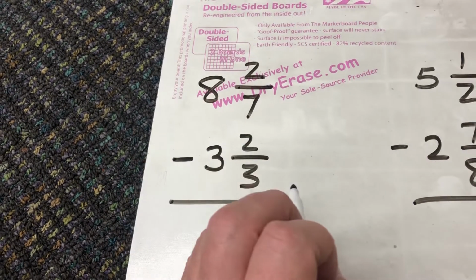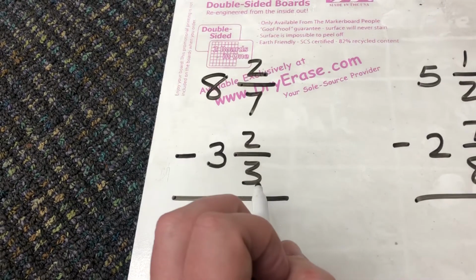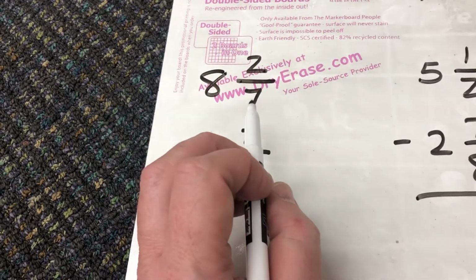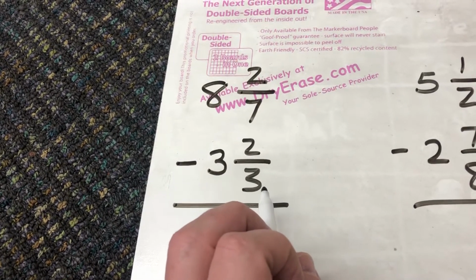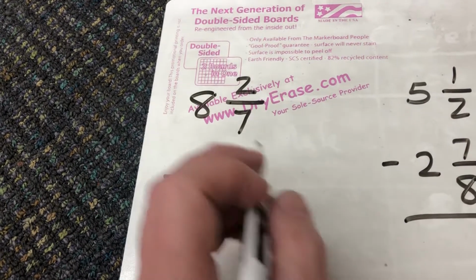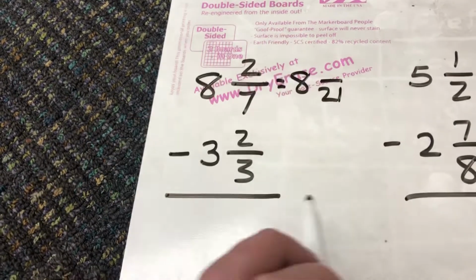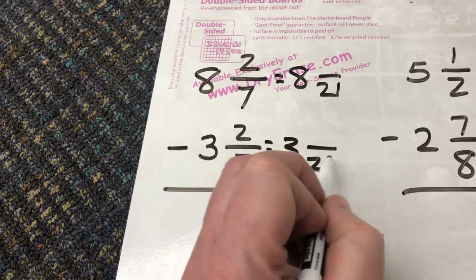3 doesn't work with 7. 7 times 2 is 14. I can't take 3 times something and get 14. So 14 won't work. Well, 7 times 3 is 21. And I know that will work because 3 times 7 is 21. So this is going to become 8 and something over 21. This is going to become 3 and something over 21.